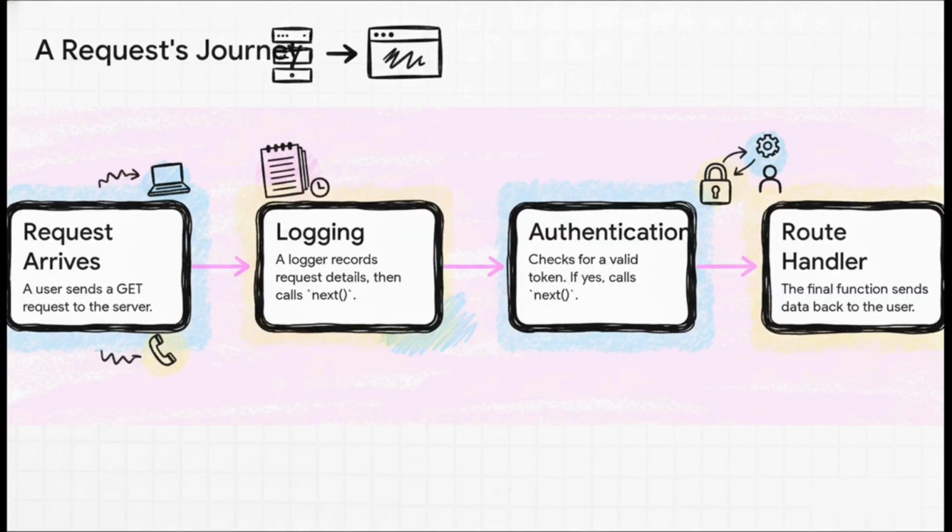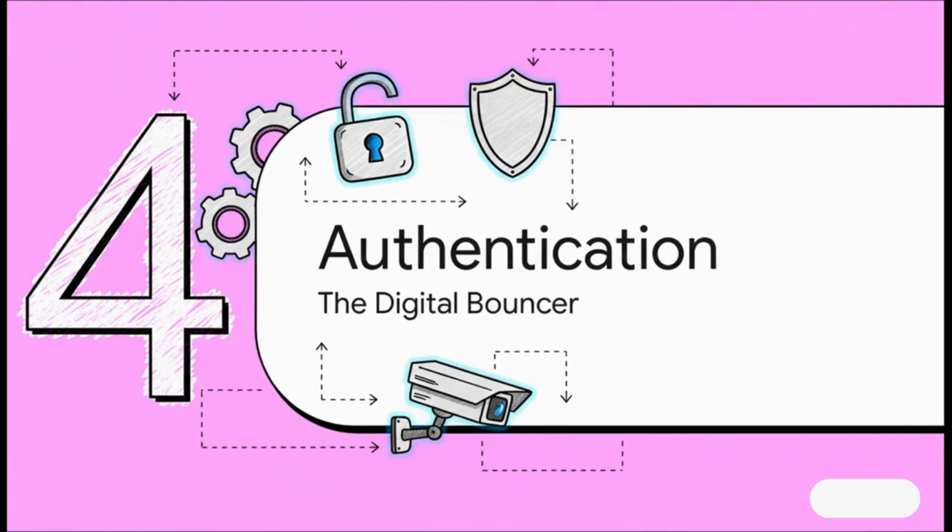Next stop, an authentication middleware. Does this user have permission to be here? If yes, great, call next. Finally, it reaches the actual route handler, the end of the line, which sends back the data. Each step is its own neat, reusable piece of logic. It's so clean. And speaking of authentication, that's our next crucial piece.